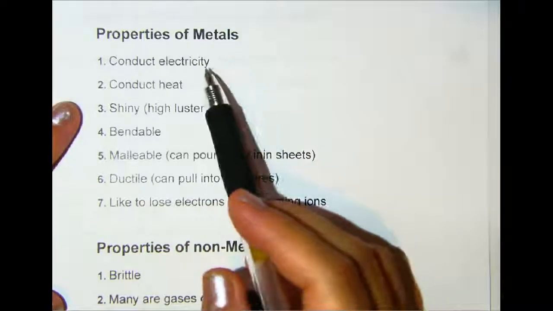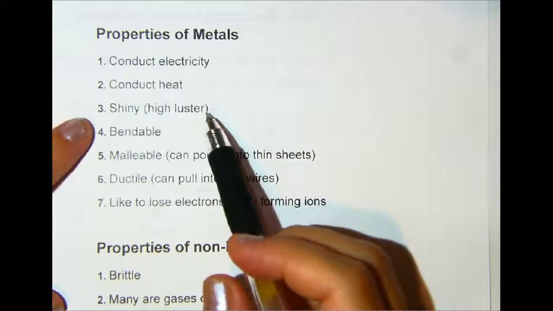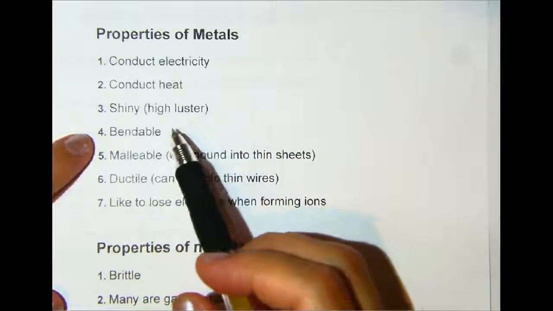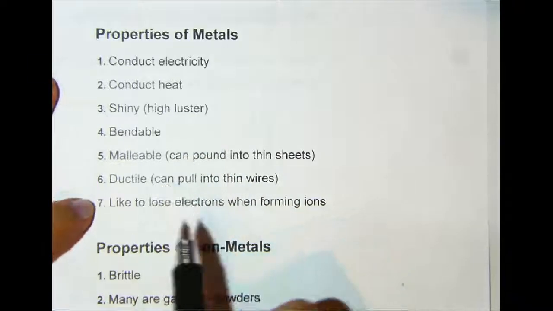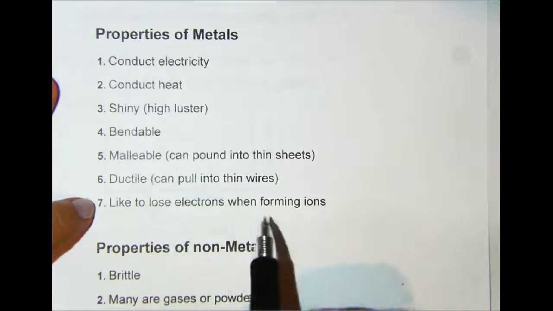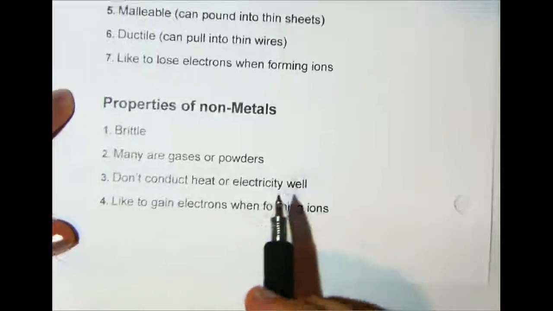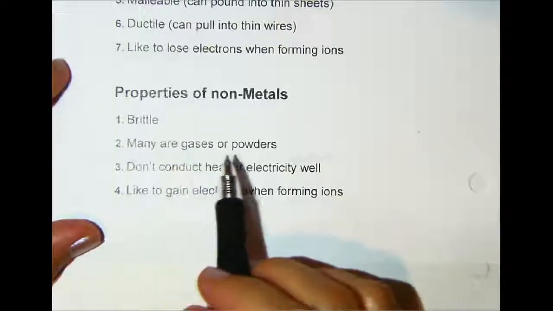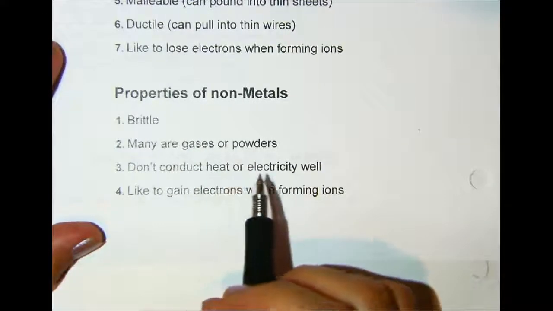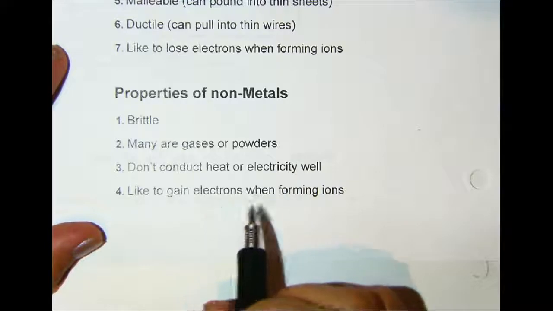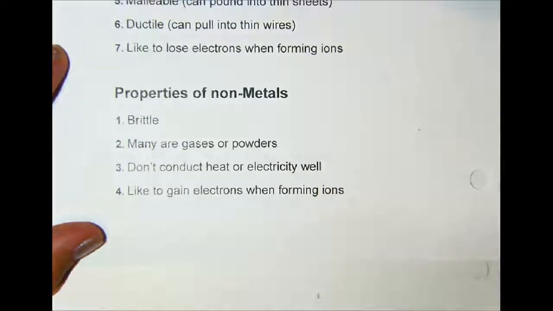Properties of metals: they conduct electricity and heat, they are shiny or have high luster, they are bendable, malleable, and ductile, and they like to lose electrons when forming ions, which means they're going to form positive cations. Properties of nonmetals: they're brittle, many are gases or powders, they don't conduct heat or electricity, and they like to gain electrons to form anions.